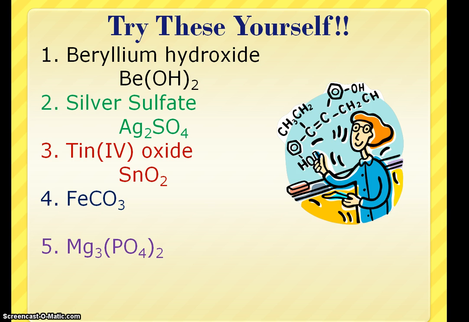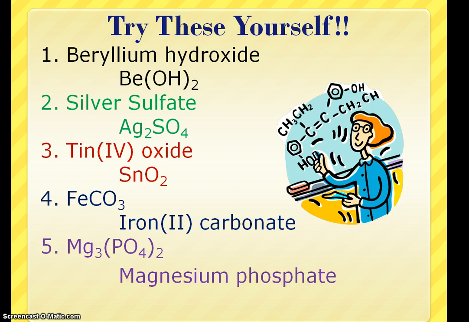FeCO3, iron can be a +2 or a +3, because carbonate is a -2. It's going to be iron 2 carbonate. And then Mg3(PO4)2 is going to be magnesium phosphate.